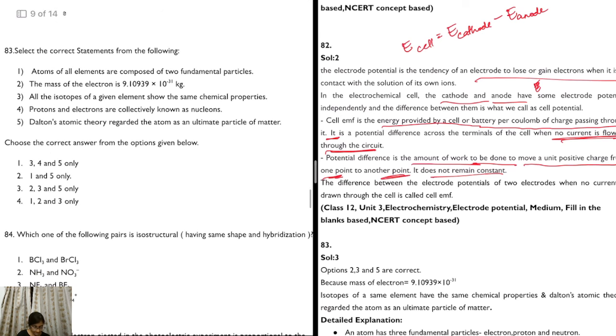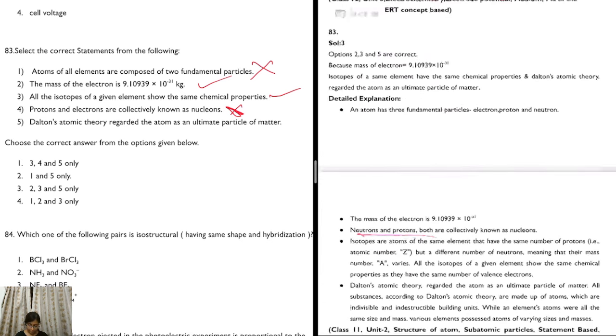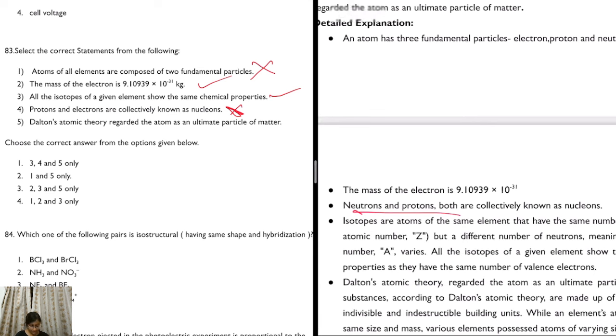Now in the next question, select the correct statement. Atoms of all elements are composed of two fundamental particles. No, because they also have neutrons. So it has three particles: protons, electrons, and neutrons. The mass of electron is 9.1 into 10 to the power minus 31 kgs. This is right. All isotopes of a given element show the same chemical properties. Yes. Protons and electrons are collectively known as nucleus. No. Neutrons and protons will be collectively known as nucleons. And Dalton's atomic theory regards the atom as an ultimate particle of matter. This is also true. Therefore, 2, 3, and 5 are correct.